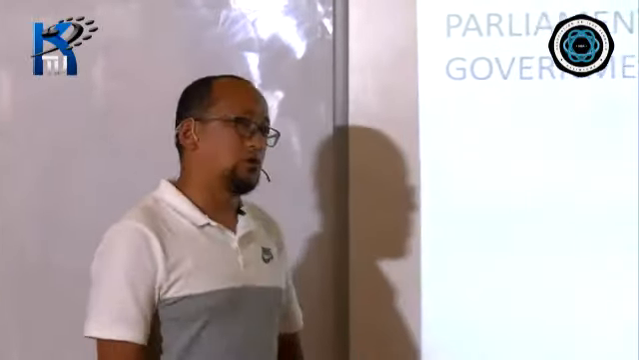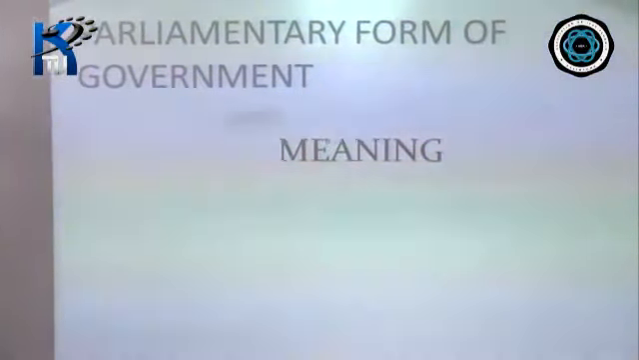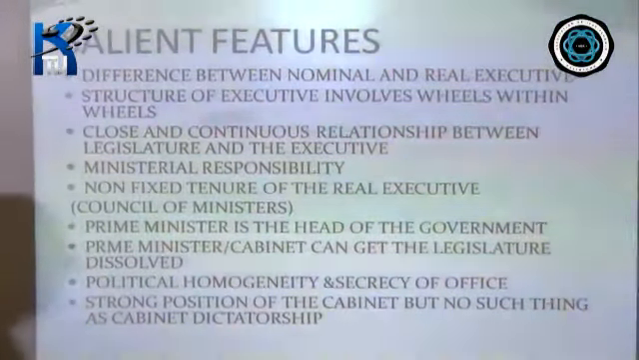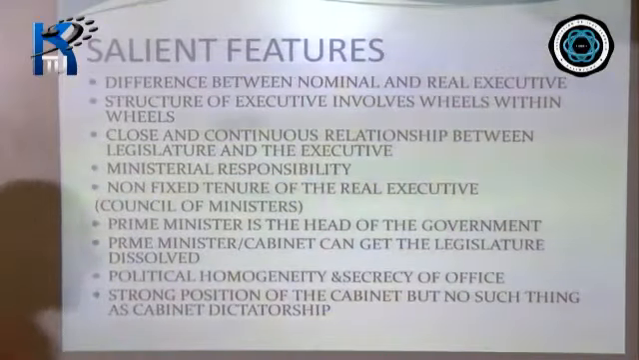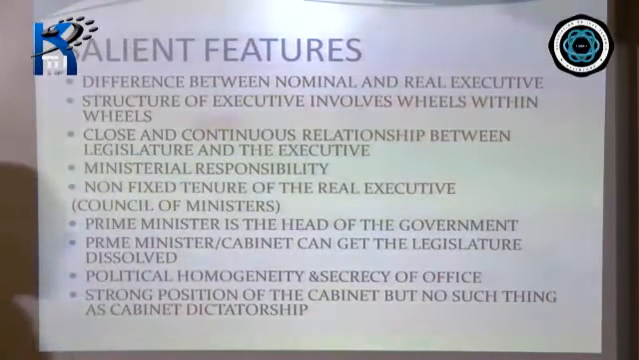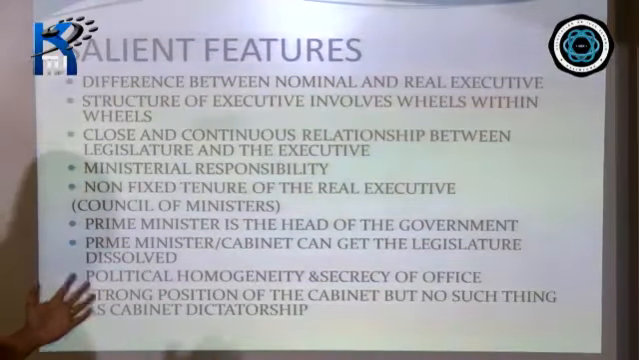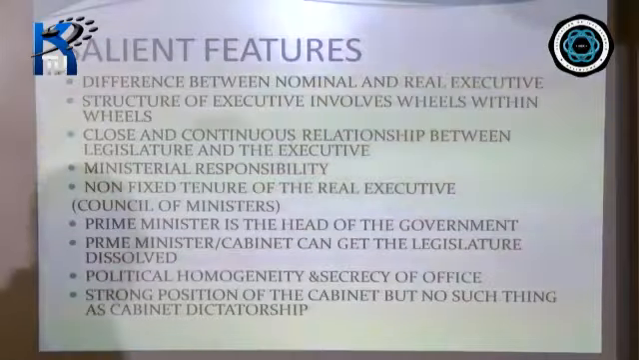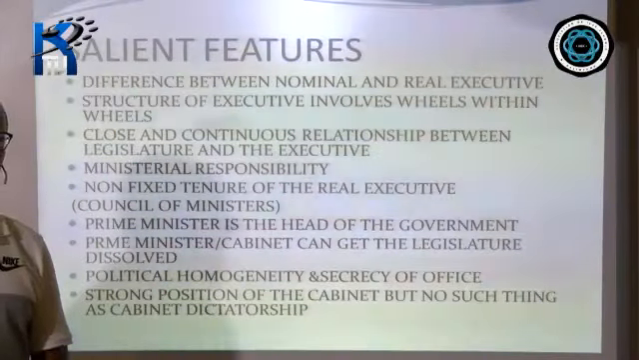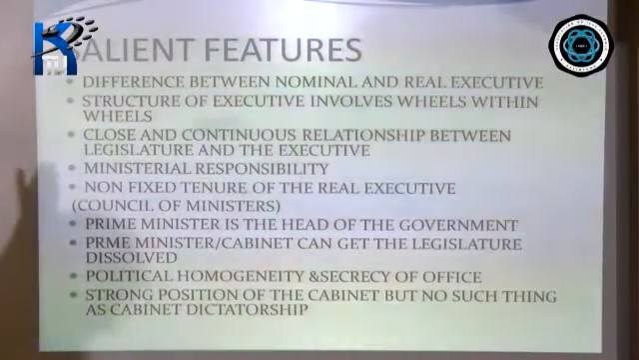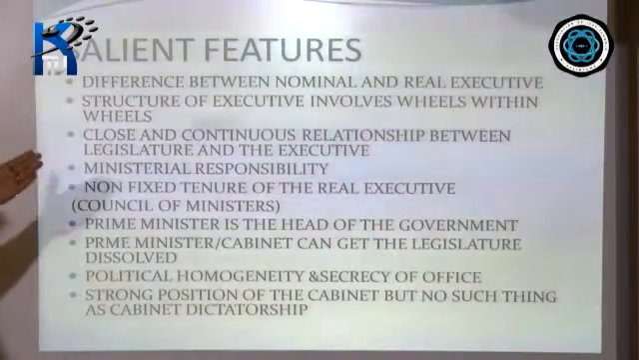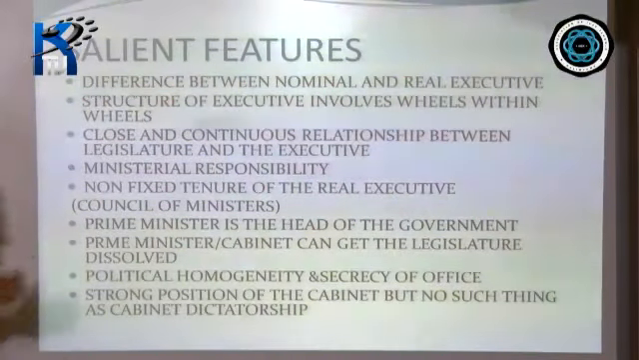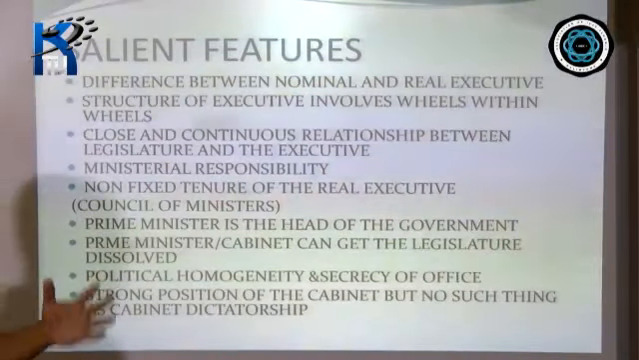Right? So let's look into the very, very important features of the parliamentary form of government. So here we go. If you look at the salient features, children, you may have about 10 to 11 points here. I'm going to explain each and every point in order. You're expected to know these things. But as far as examinations are concerned, think about your board exam, right? At that point in time, if you know a maximum of 6, that's going to be perfectly all right. So this is how it goes, the salient features. You can see here the difference between nominal and real executive. The structure of the executive involves wheels within wheels, and it goes on this way. We shall deal with one at a time. I hope all of you are getting it.